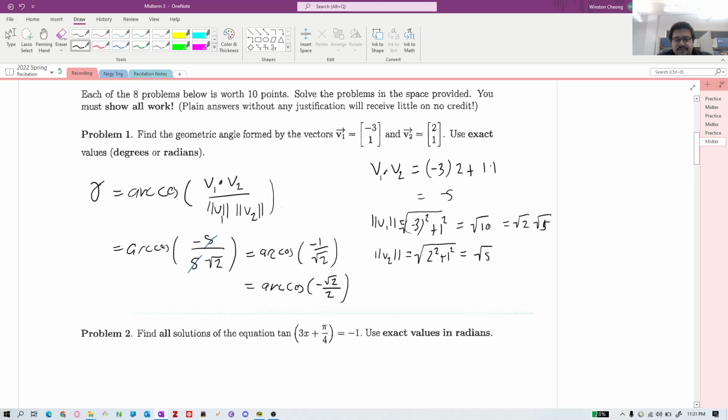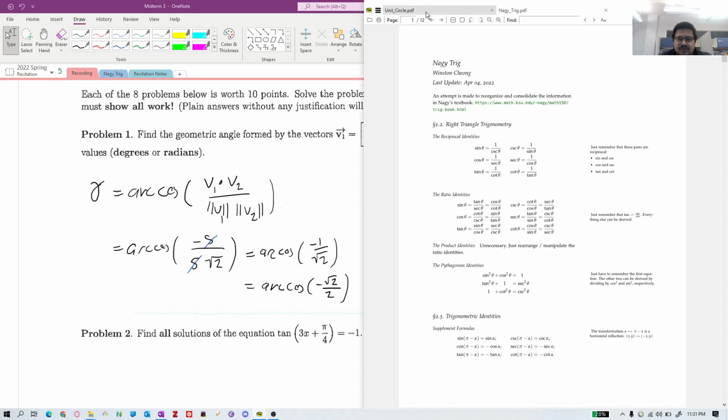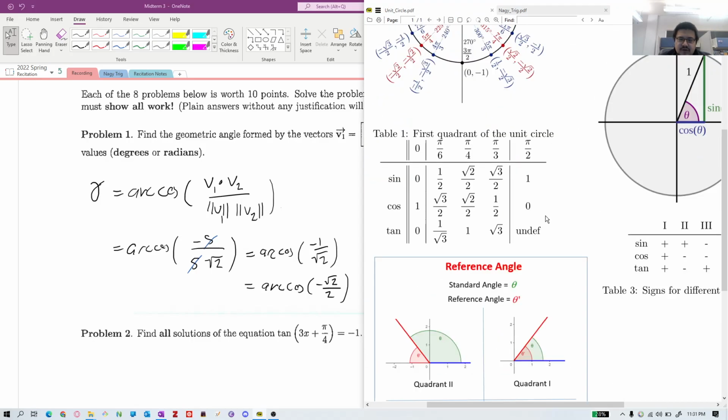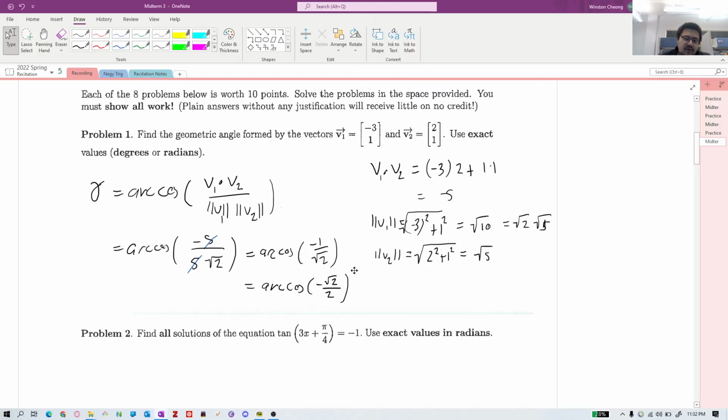And that value should look really familiar to you. When you think about the values that cosine takes, this is going to be the unit circle, which I can pull up for those of you that don't have it memorized. The values that cosine takes are in this row, and you see that root 2 over 2 shows up for the angle pi over 4. That's a 45-degree angle. So you should be thinking that the angle arc cosine spits back is some version of a 45-degree angle. But notice they have a negative here.